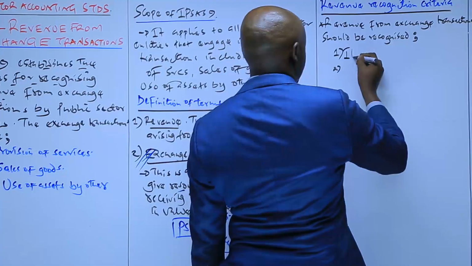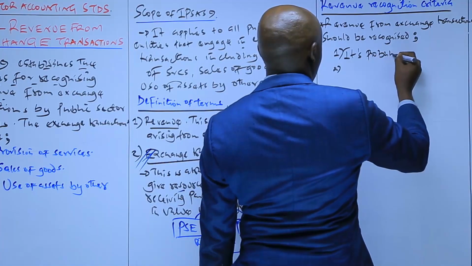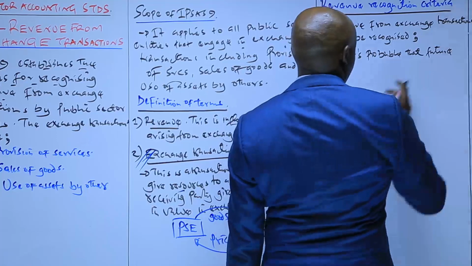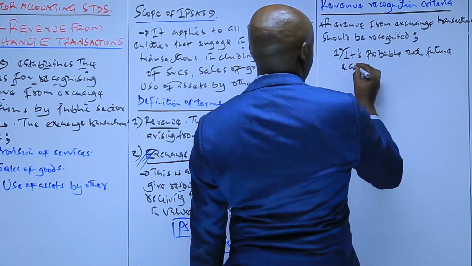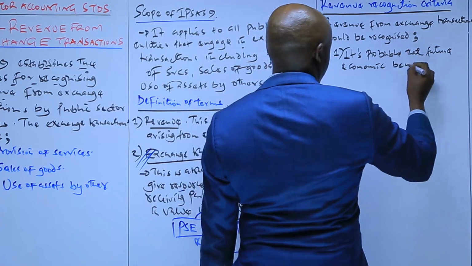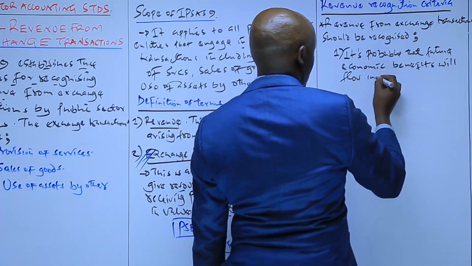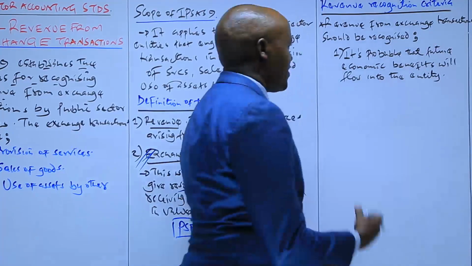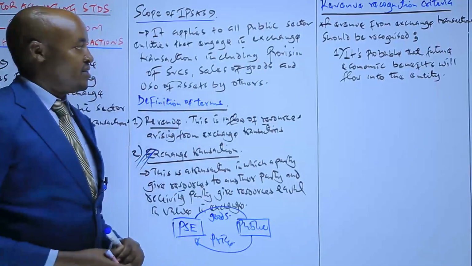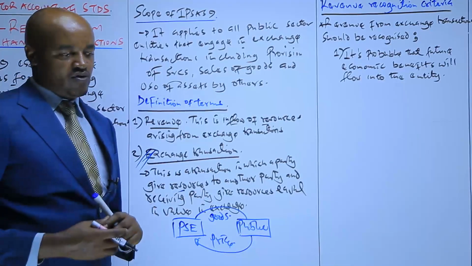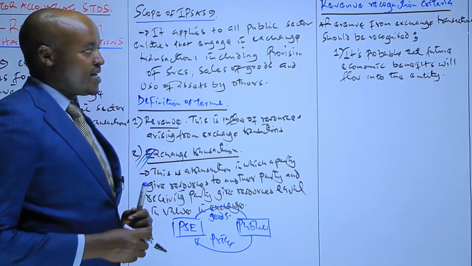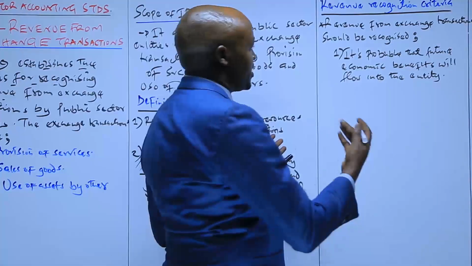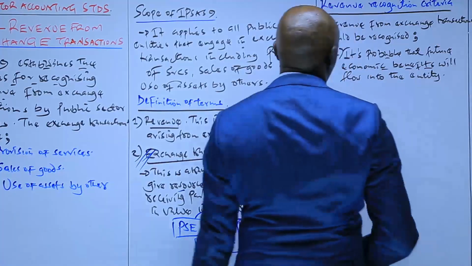Number one, it is probable that future economic benefits will flow into the entity. For example, a public sector entity has provided certain services, or it has sold some goods, and therefore the public sector entity is expecting some money from the services provided, or from the goods which have been sold. So it means that it is probable some future economic benefit will flow into the entity.